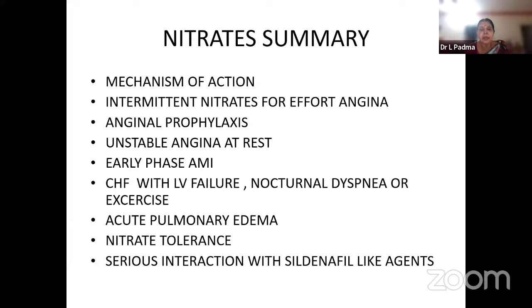In case of effort angina or classical angina, we use intermittent nitrates to prevent Monday morning sickness as well as nitrate tolerance.